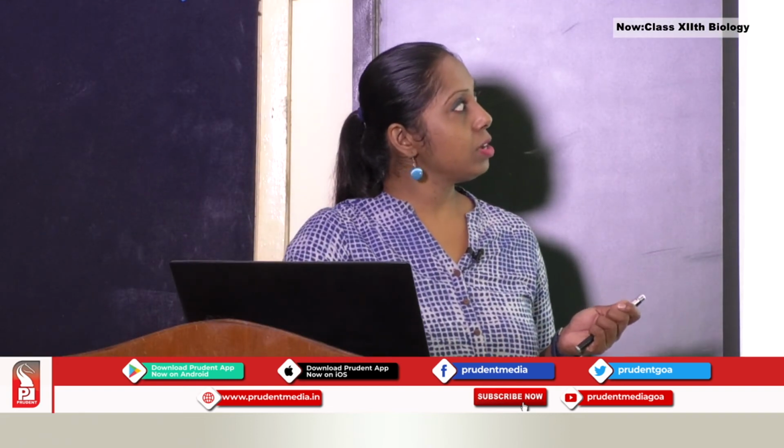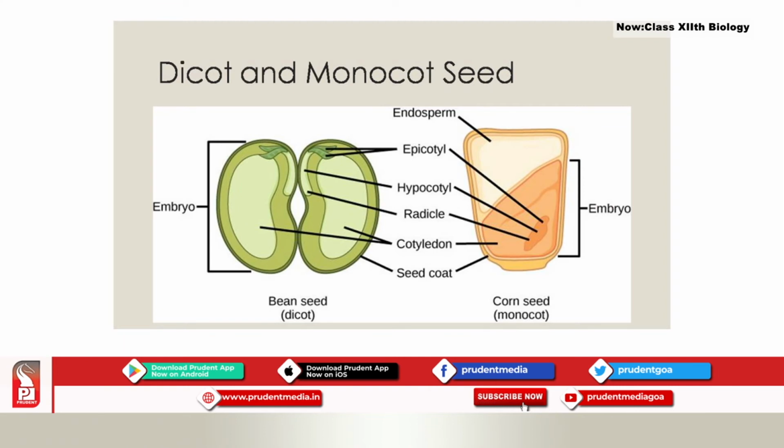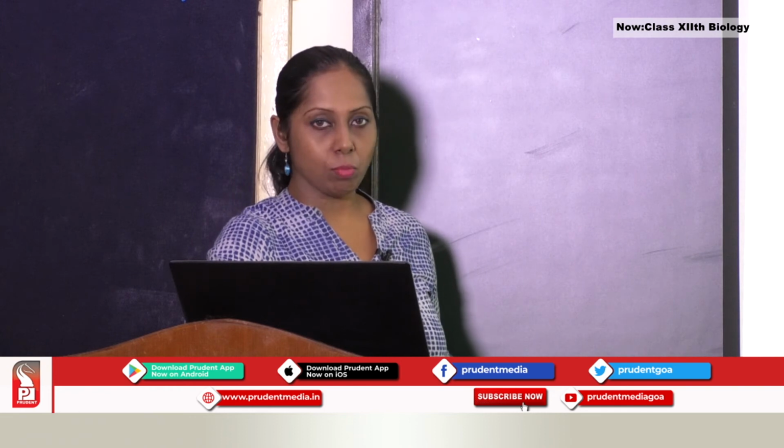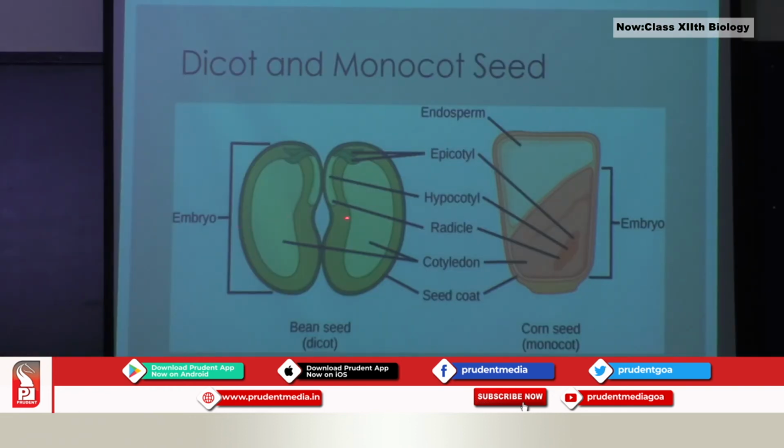So we have the two seeds, the dicot and the monocot seed. You have here the dicot seed and the monocot seed, the bean seed and the maize seed. Example, dicot and monocot. So as you see over here, we have two cotyledons. That's why it is a dicot seed. It has two cotyledons. The radicle, it has the epicotyl and the hypocotyl region. In this section you notice there is endosperm. There is the cotyledon also. And of course you are going to be having the epicotyl and the hypocotyl regions seen in the corn seed.